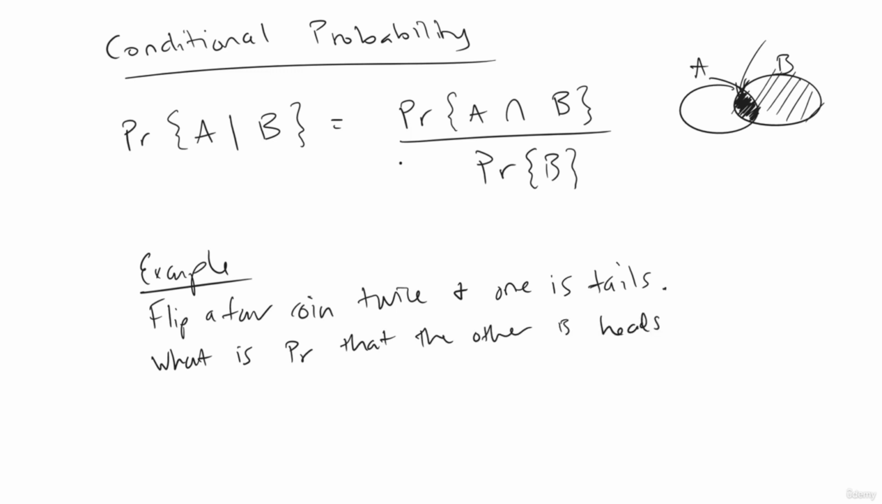Remember, you don't know which order the tail came in. You don't know if it came in first or second. So they're saying it did happen. This really happened. Well, what's the probability that there's a head as well?